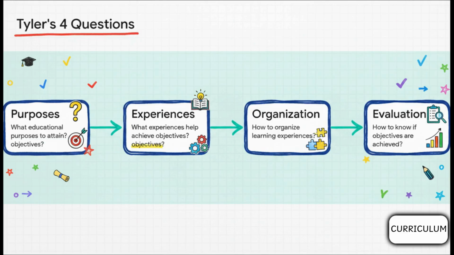Number 1, what educational purposes should the school attain? Basically, what are the objectives? Number 2, what educational experiences can help achieve those objectives? Number 3, how can these learning experiences be organized effectively? And number 4, how do we evaluate whether those objectives were actually achieved? It's a very, very systematic, objective-oriented approach. You set the goal right at the start, and everything else just logically flows from there.